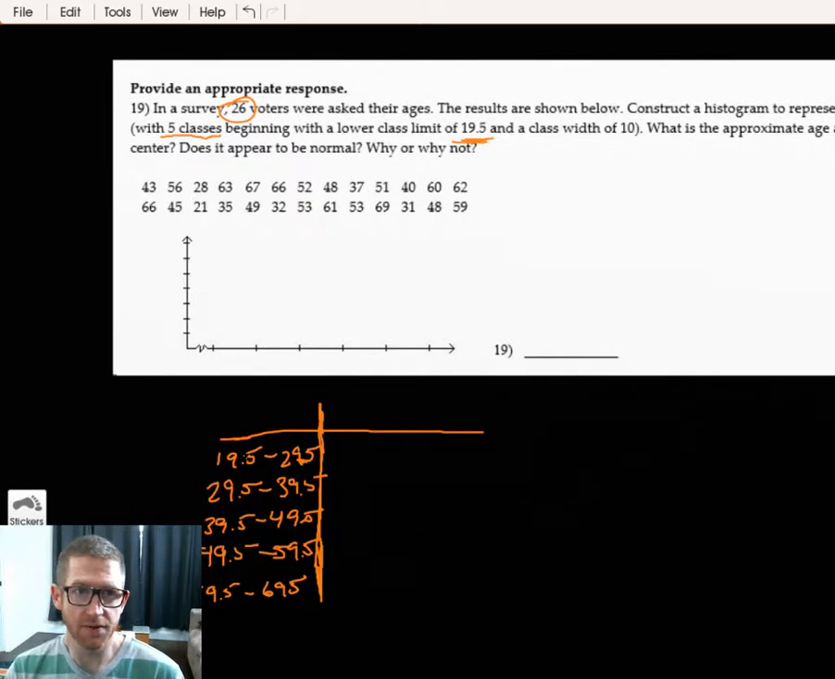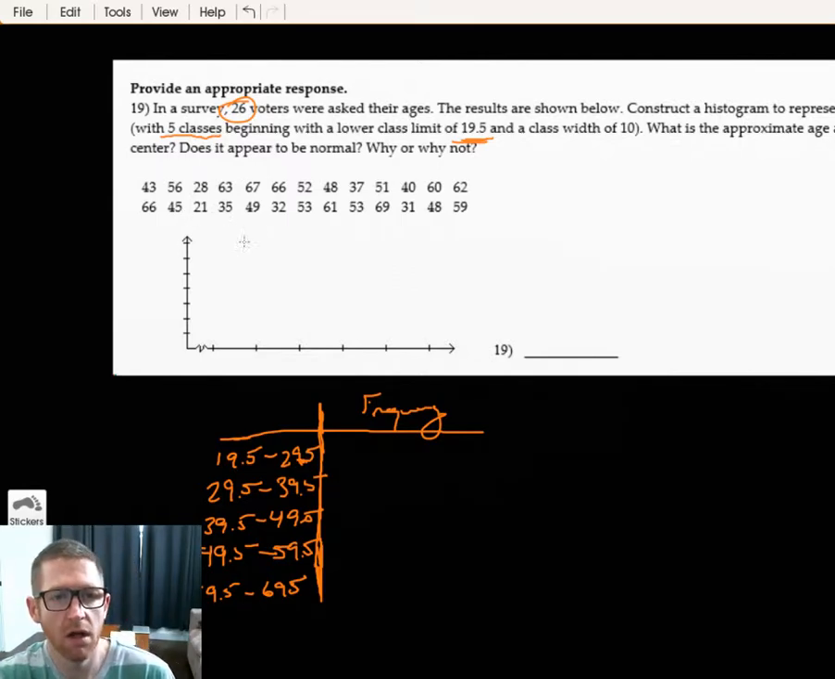What's the approximate age for the center, and does it appear to be normal? So we have to answer those questions after we construct the histogram. So what's the frequency for each of these classes? Between 19.5 and 29.5, how many are there? Instead of rearranging all these in order, it's much easier to make a frequency distribution to get a count and then construct your histogram. So 19.5 to 29.5.